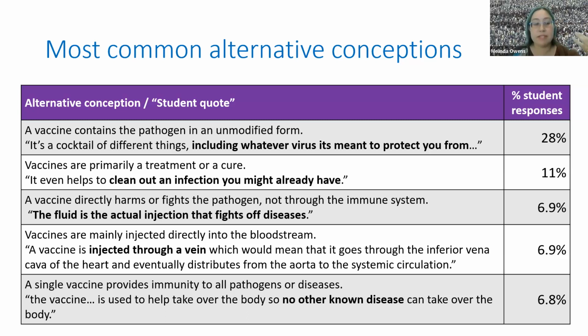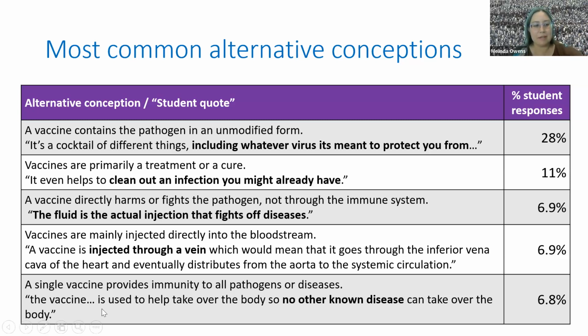So some people thought they were like antibodies, or something that directly fights the disease, like maybe an antibiotic would. Vaccines are mainly injected directly into the bloodstream rather than through a muscle. This one was an advanced bio major. You know, it's injected through a vein and it goes through the vena cava and the aorta, and you know, very fancy language, but the basic concept is not right.